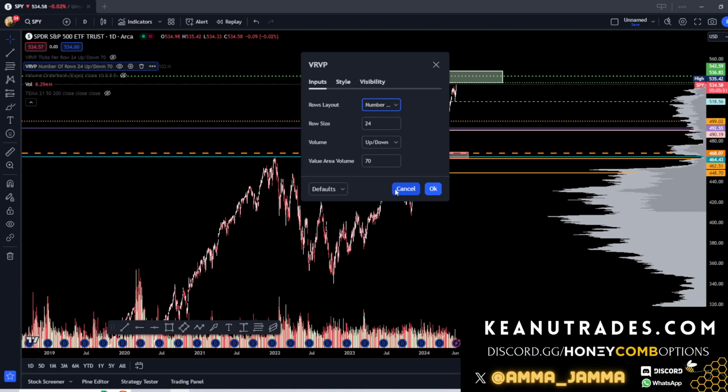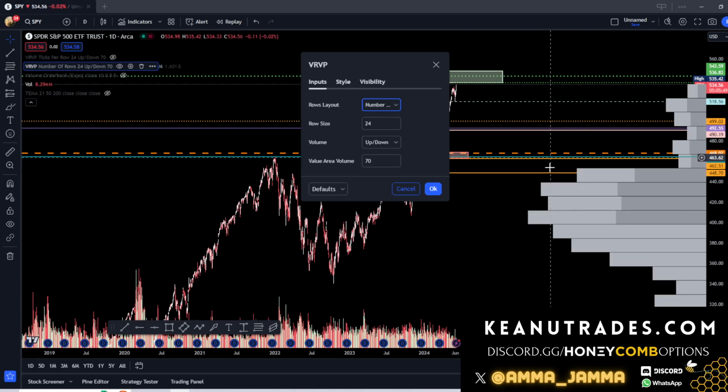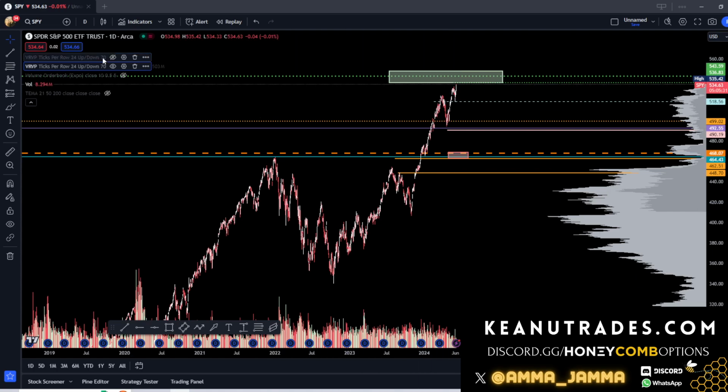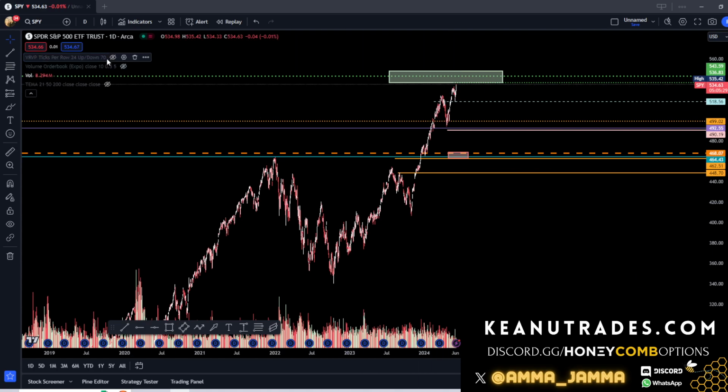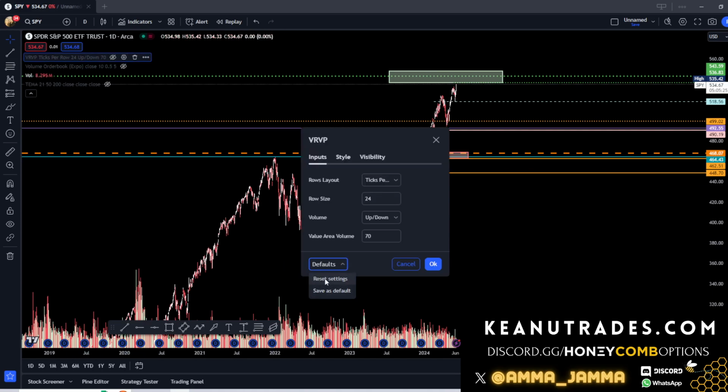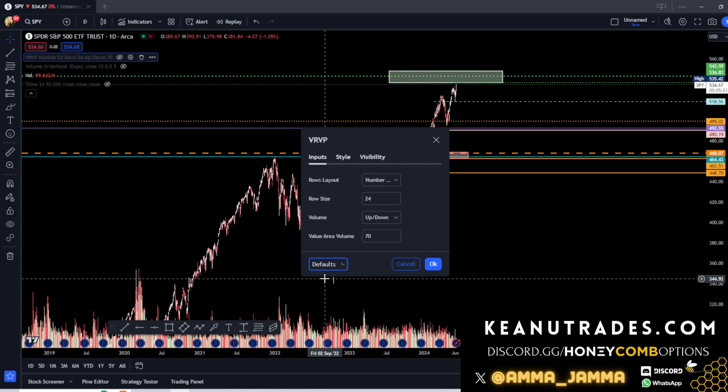Okay, not number of rows, because what happens with number of rows, you get these big chunks, this big chunky volume, which does us no help when it's a 5% range of chunky volume. So on this row layout, I switch it to ticks per row, and then always save this as a default, okay? So that way it doesn't undo it. Also, hold on, let's go back to default settings on this. Ooh, I might have just undone default. Reset settings. I'm going to go to reset settings on this and show you.